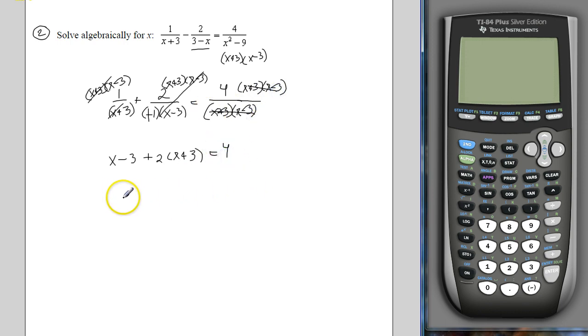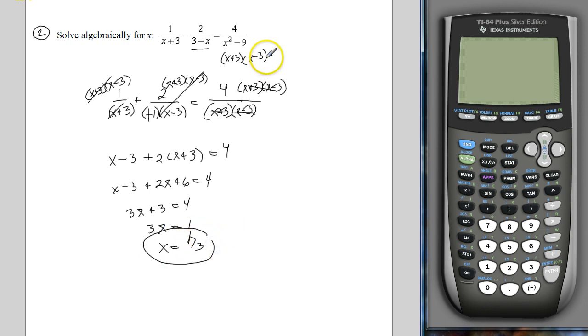Now sometimes this could be a quadratic, and you'd have to set it to 0 and solve it. This worked out pretty nice actually. So this is x minus 3 plus 2x plus 6. I'm just going to solve this now. So I get x equals 1/3. Now what would be bad for this problem is a positive 3 makes that a 0, or negative 3. So those two answers are bad. I actually checked this out. I know it works. So that's the answer.